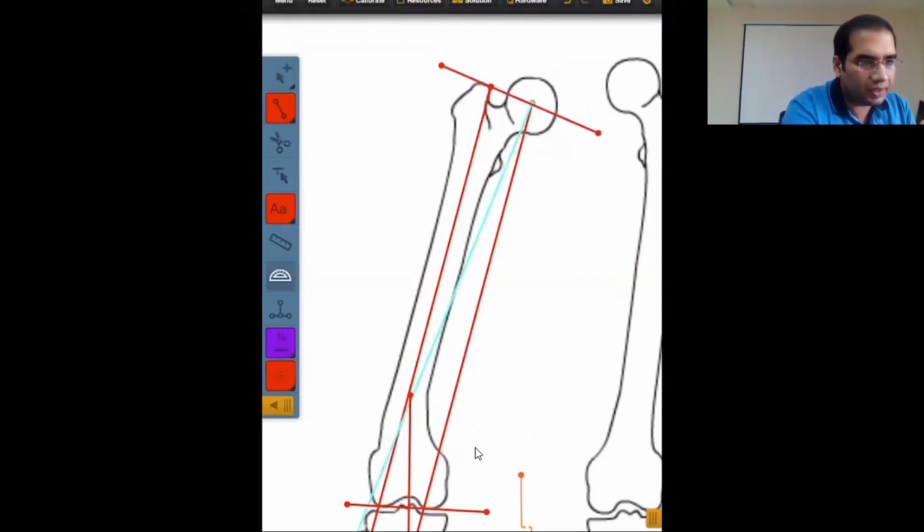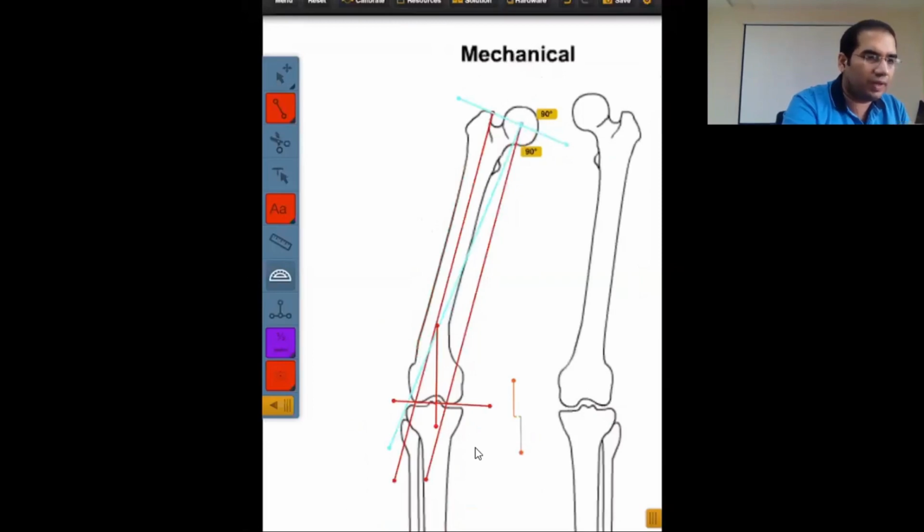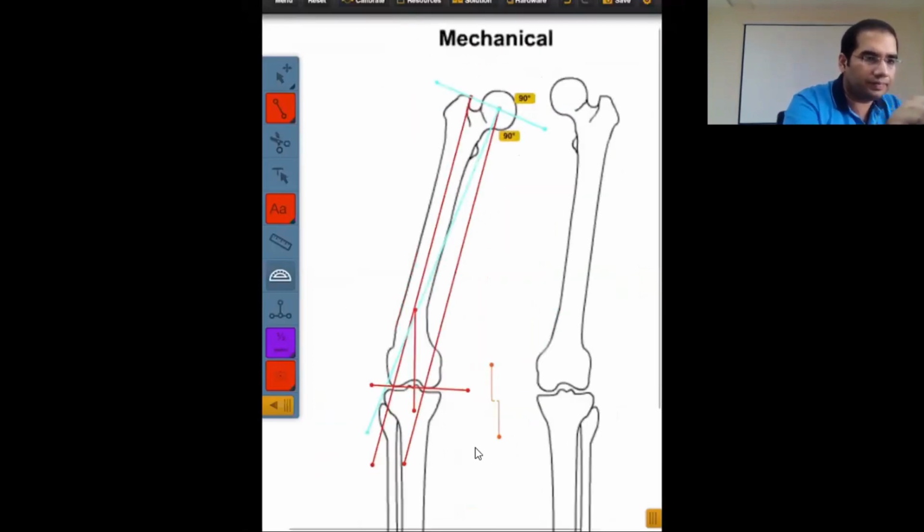As you can see here, the upper angles are also normal. Okay, so now let us proceed to the anatomical planning.